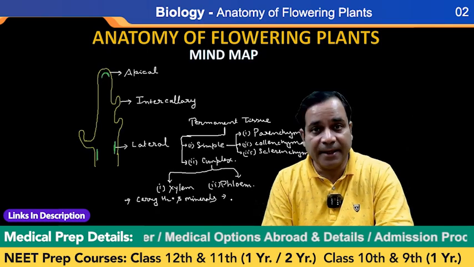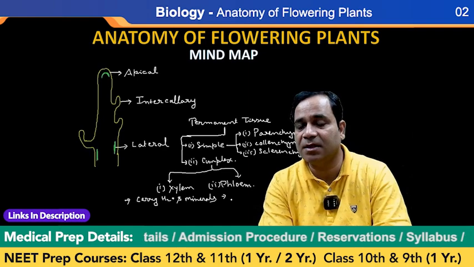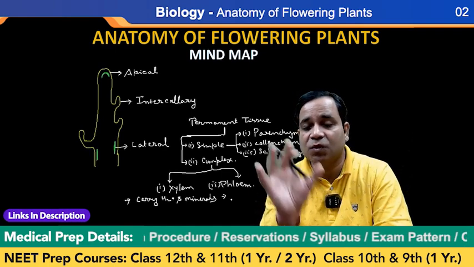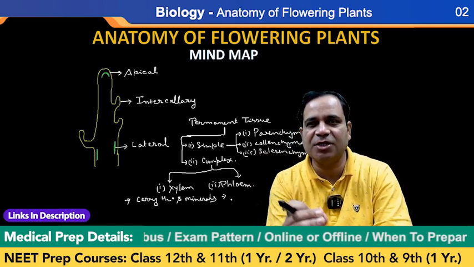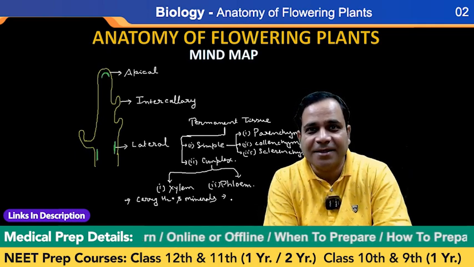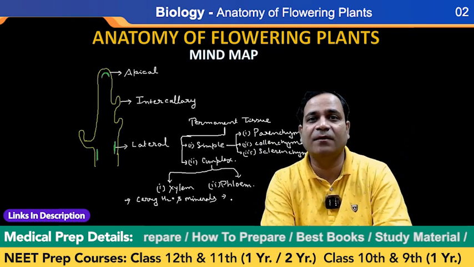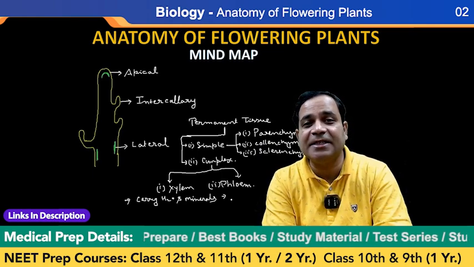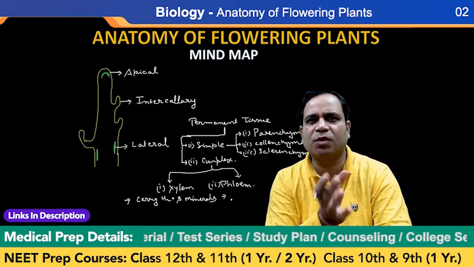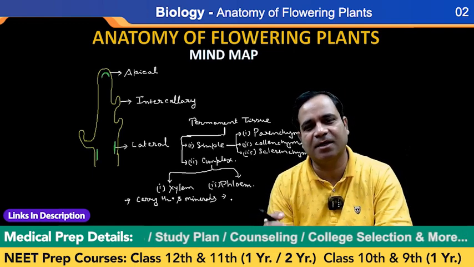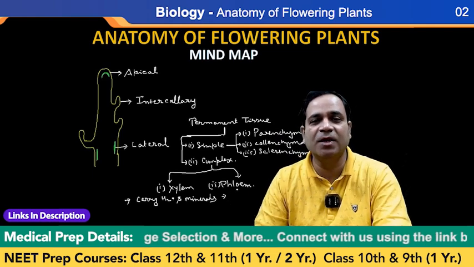You know the kitchen of the plant is the leaves, my dear. Once the leaves manufacture the food, that food is transported to each and every part. With the help of what? A tissue, that is phloem. So manufactured food is not only stored in the leaves, it can be transported to every part of the plant. How? With the help of the conducting tissue, that is phloem, my dear.